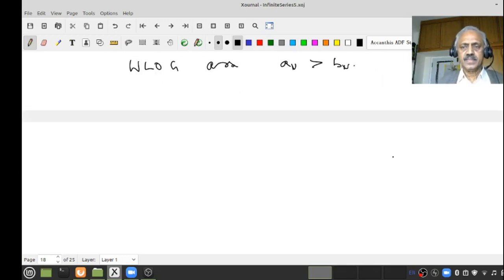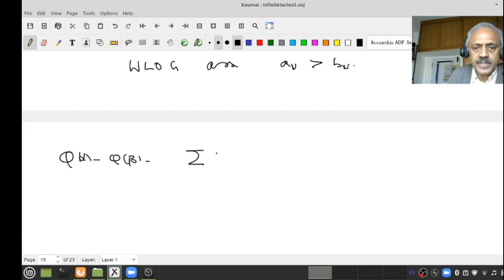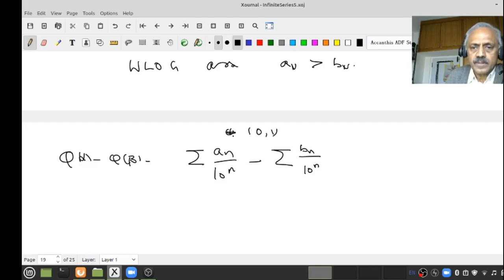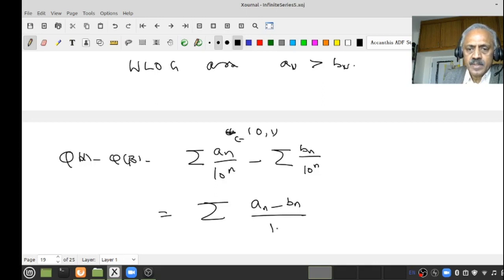right? Now let's look at what is phi of alpha minus phi of beta. That is going to be summation an by 10 to the power n minus summation bn by 10 to the power n. These are numbers in the interval 0, 1, not including 0, right? And these are all convergent. Therefore, by algebra of convergent sequences, it is summation an minus bn by 10 to the power n.